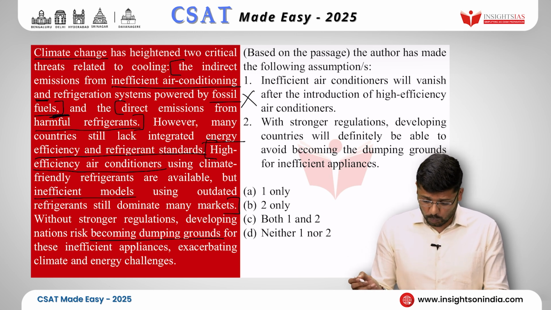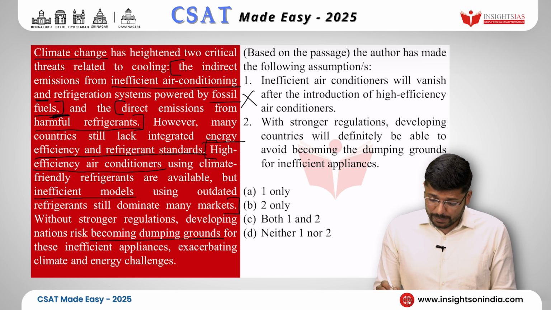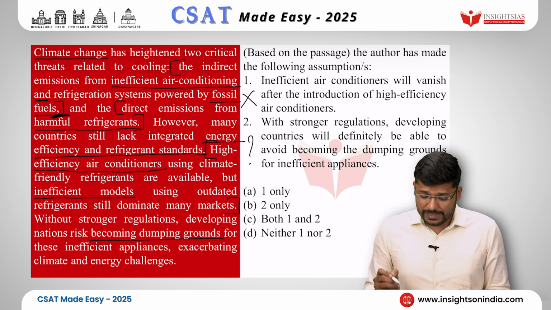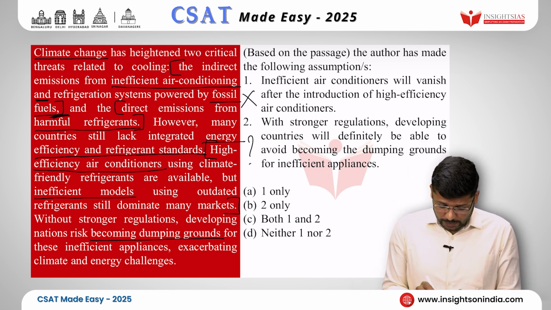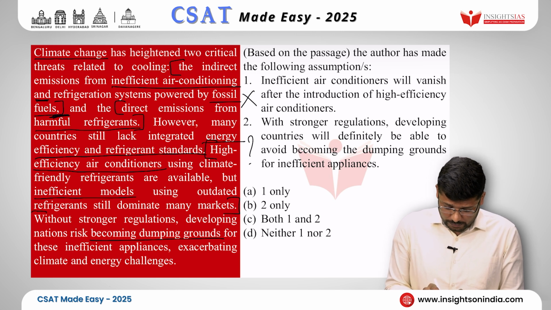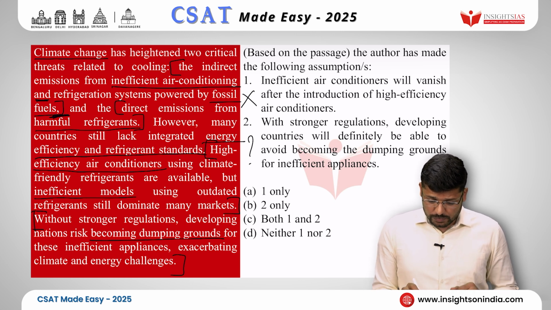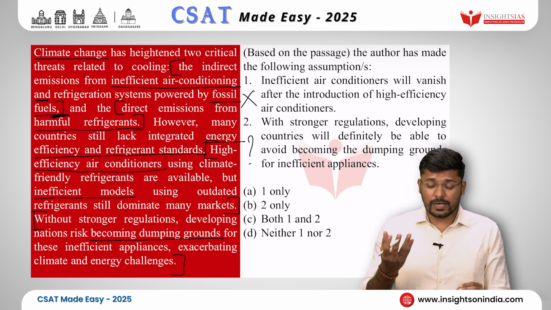Okay, assumption 1 is wrong. Look at assumption 2. With stronger regulations, developing countries will definitely be able to avoid becoming the dumping grounds for inefficient appliances. This looks to be right, but is it right? It is not right. I will tell you why. Where is this being talked about? It is being talked about in the last sentence, becoming dumping grounds. Okay. Without stronger regulations, developing nations become dumping grounds. So they are telling us that without stronger regulations, developing economies will become dumping grounds.